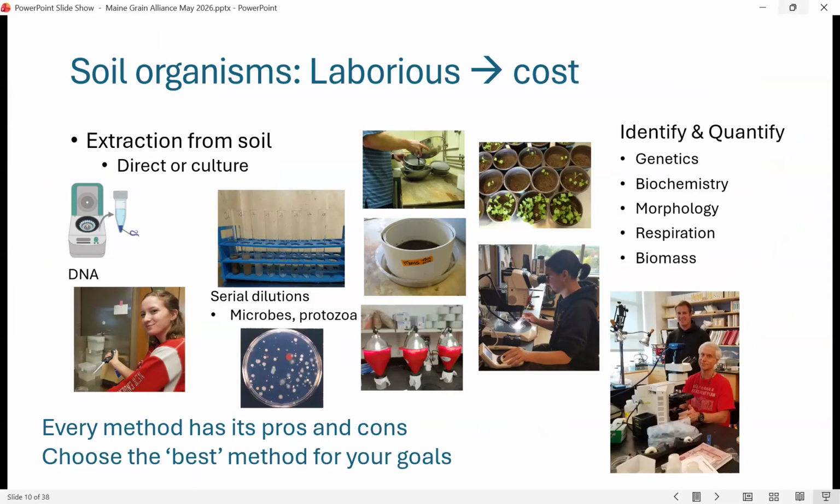Now, one thing I have found too is everybody kind of gets aghast at the cost of biological measurements.